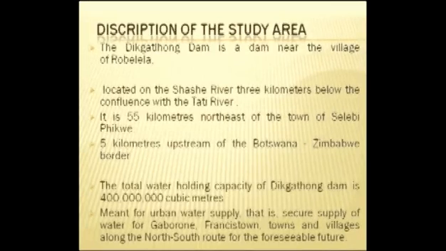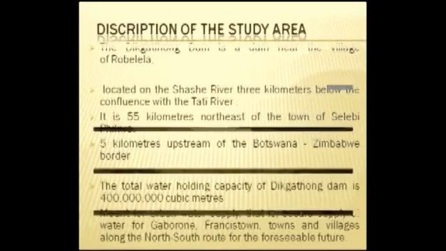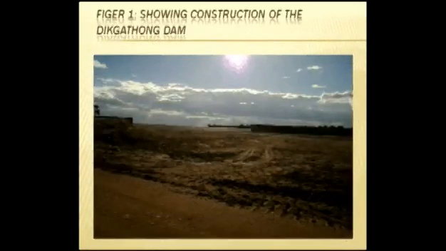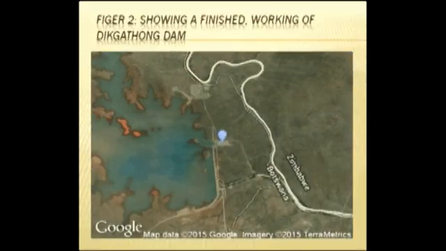The total water holding capacity of the Dikgathong Dam is 400 million cubic meters, and it is meant for urban water supply, that is secure supply of water for Gaborone, Francistown and other areas. This picture shows the time of construction of the dam. This is where exactly the dam is on our map.